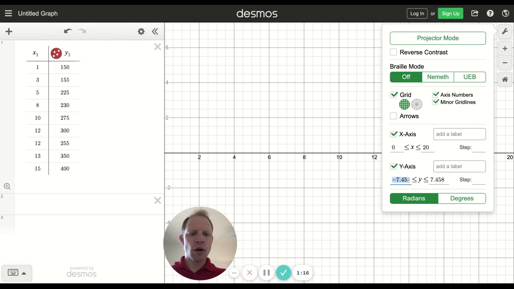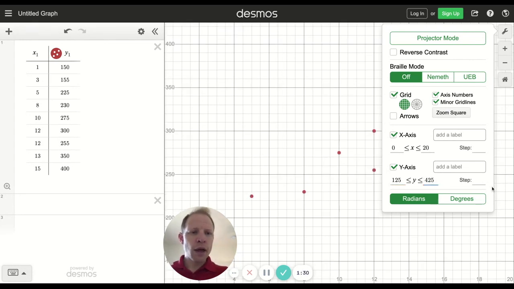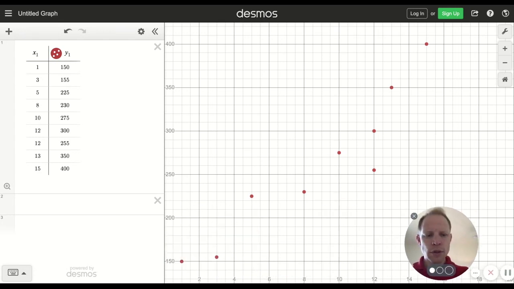Then we're going to go for our heights, or the vertical drops of these roller coasters. The smallest value is 150, so maybe 125 would be a good fit there. And then we could go up to the largest, which is 400, maybe go 425. And then we can see these points. So I'm going to move my picture, I guess, and you can see now what's going on here.